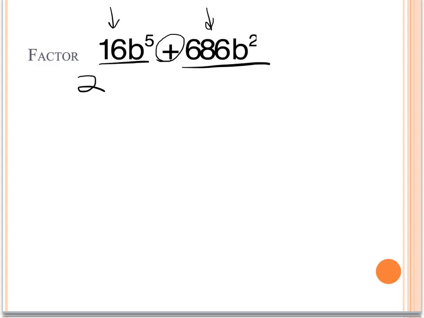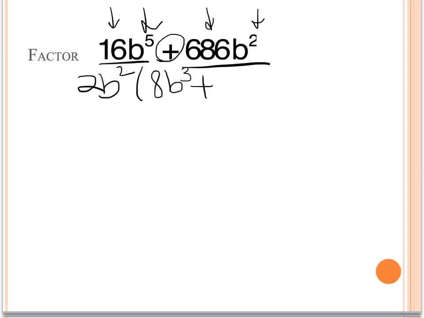So we'll start with a 2. And then I have b to the 5th and b squared. So that means I can take out at least 2 b's from each. Now with the numbers I divide. So 16 divided by 2 is 8. And then with the b's, I just take out 2 b's from each one. So with the first one, I'll still be left with b cubed.